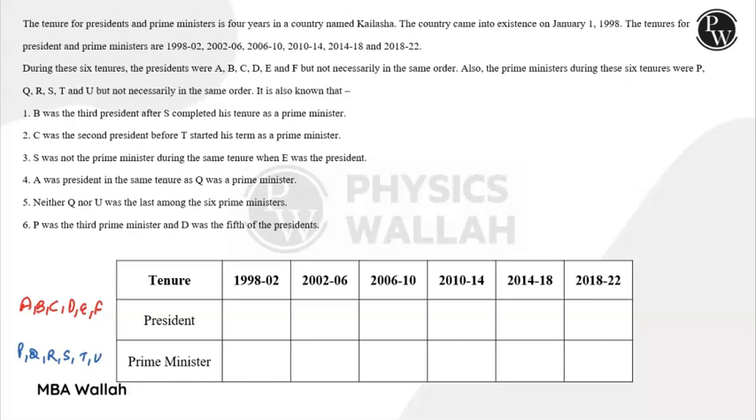If we see point number 6, we are given that P was the third prime minister. So we will write down the tenure numbers: first, second, third, fourth, fifth, and sixth tenure. The information says P was the third prime minister and D was the fifth president. Third prime minister means 2006 to 10, P is here. And D is the fifth president. So we will eliminate P and D.